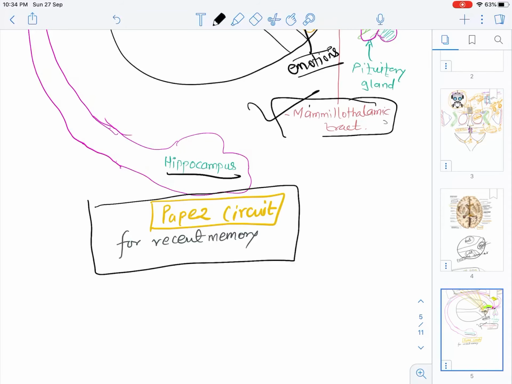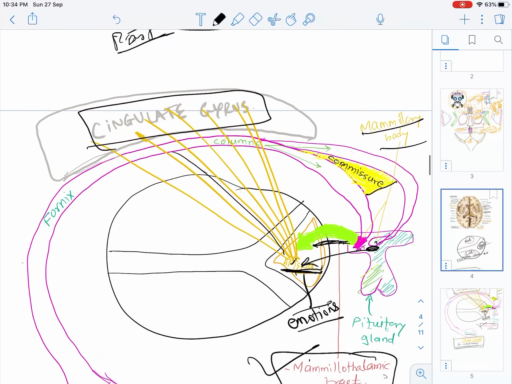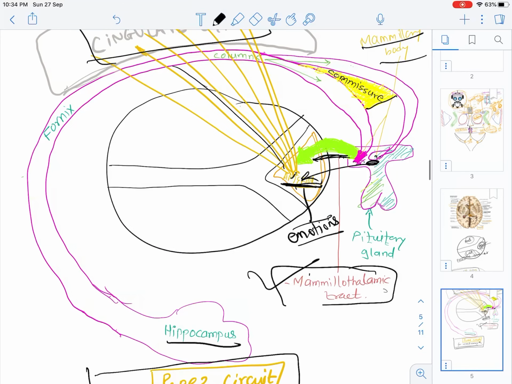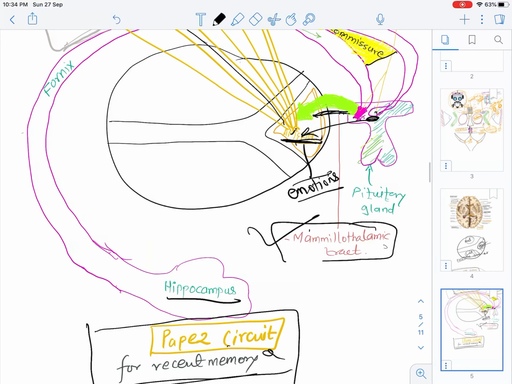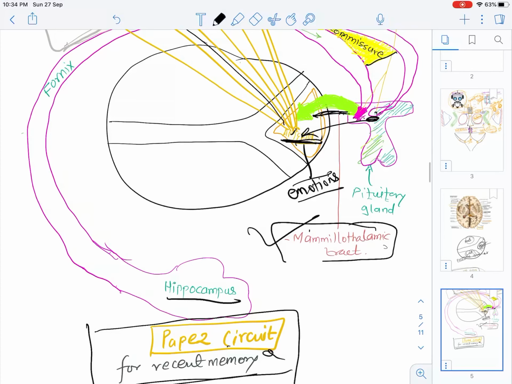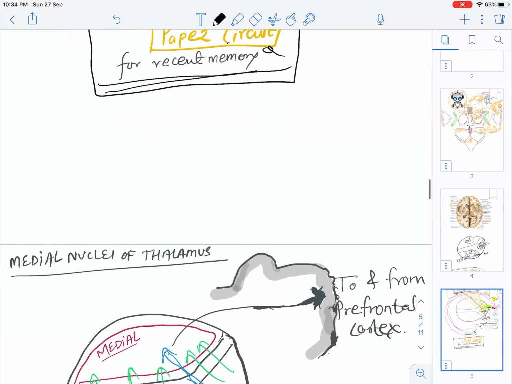This complete circuit is called Papez circuit, and it is for recent memory. This is a very important question. So now you have understood why I have drawn this fiber, hippocampus, fornix and all structures, because the Papez circuit actually starts from the cingulate gyrus itself. From cingulate gyrus it goes to parahippocampal gyrus, and from parahippocampal gyrus it comes to hippocampus, and then it follows all this pathway and again comes to the cingulate gyrus.